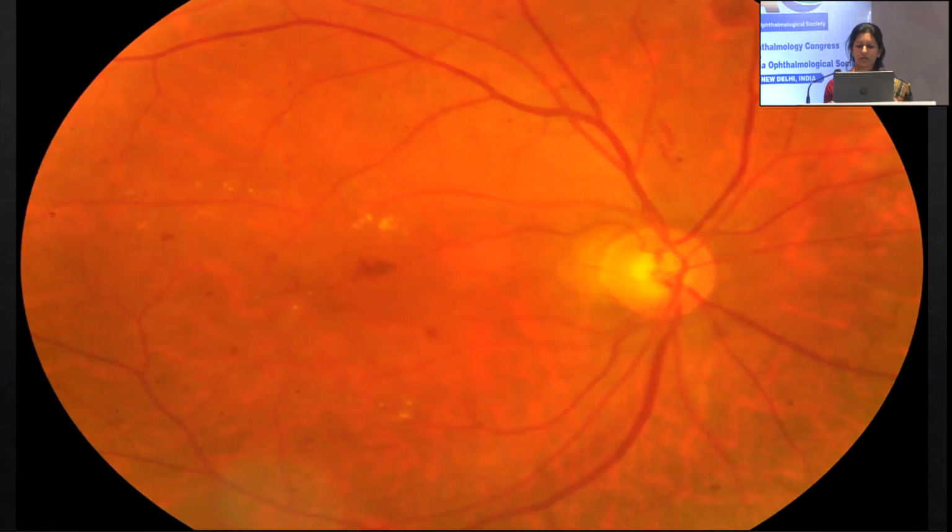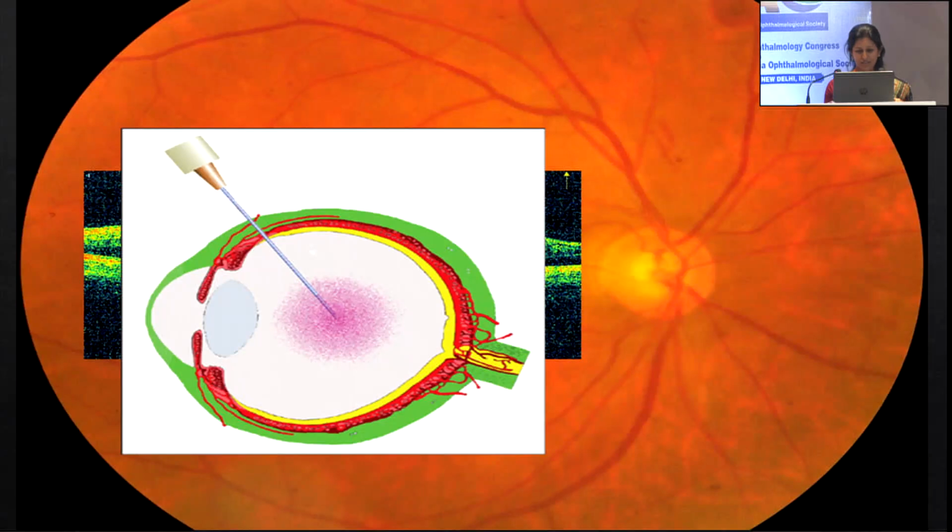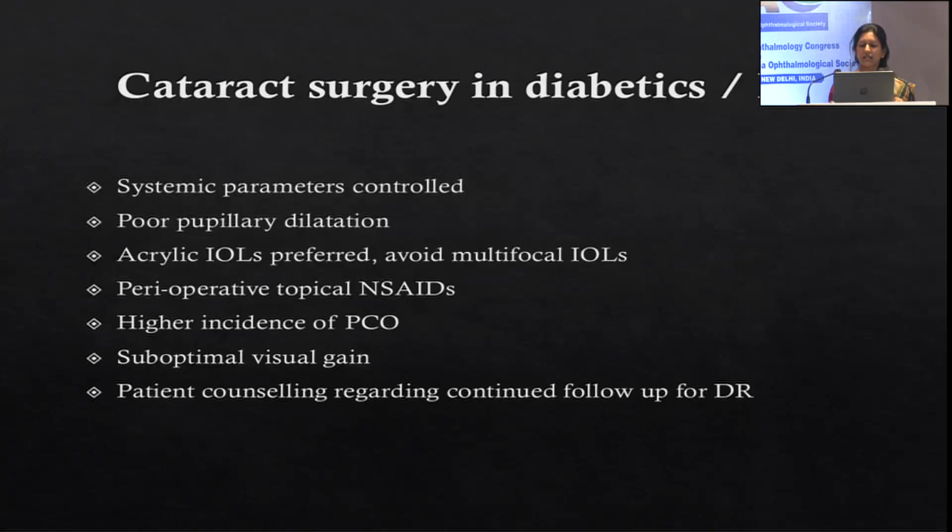So, I'll be talking about diabetic retinopathy with concomitant cataract, the role of OCT macula, and anti-VEGF. Cataract surgery in diabetics or in patients with diabetic retinopathy is something we all commonly encounter. It's important to remember that the systemic parameters should be controlled not just for the wound healing but also for the post-op infection. You can be faced with poor pupillary dilatation in diabetics.